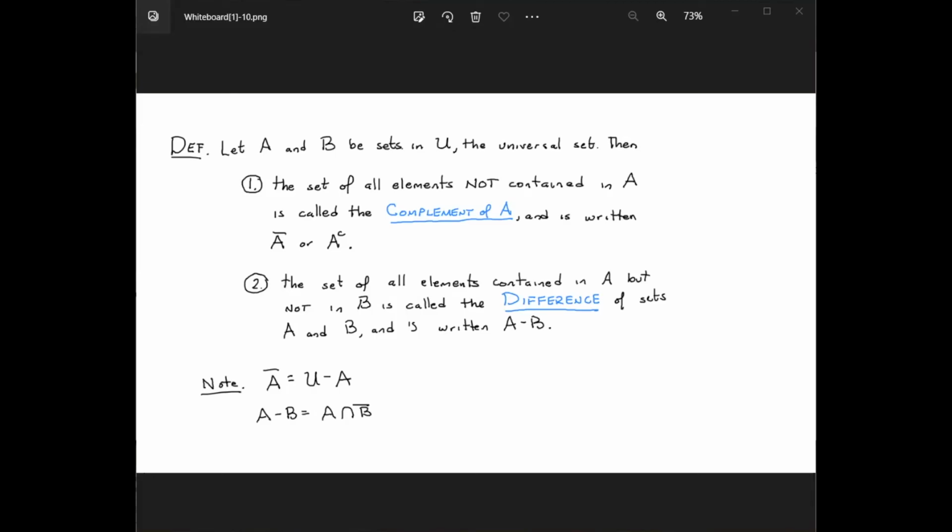And then I have as a little note, you might recognize based on these definitions that another way to express the complement of A would be to say it's the universe minus A. And A minus B is equal to A intersect the complement of B.